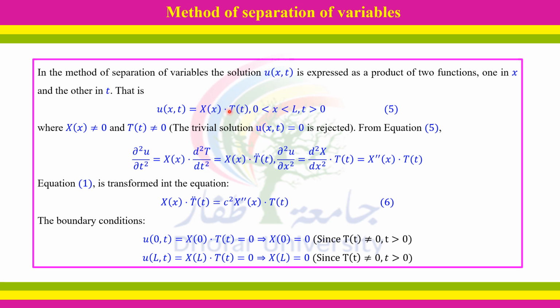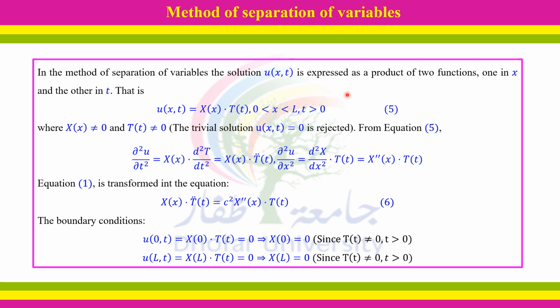Neither of these two functions shall be the zero function, because if either is the zero function, it will lead to the trivial solution u of x and t equals 0, which is rejected.